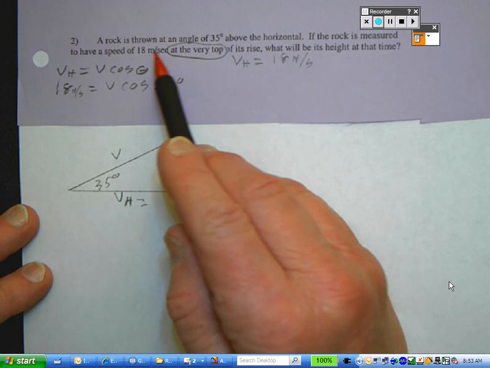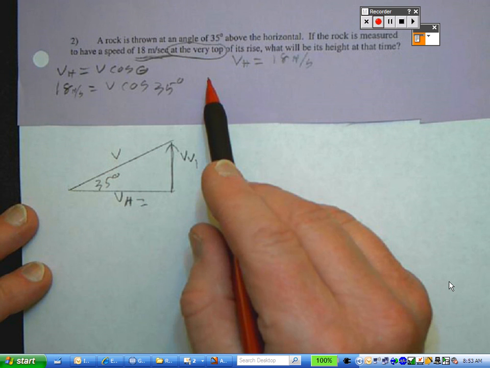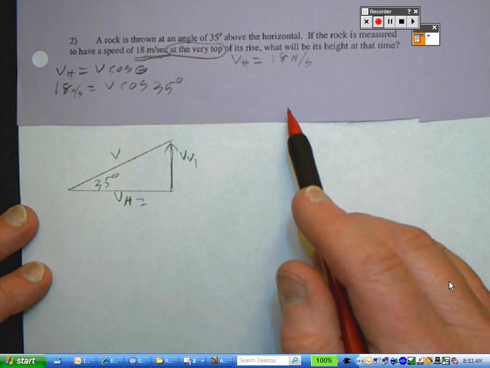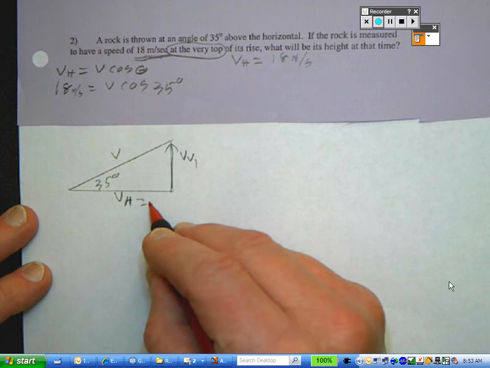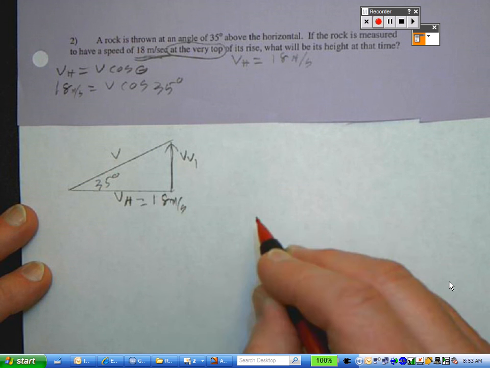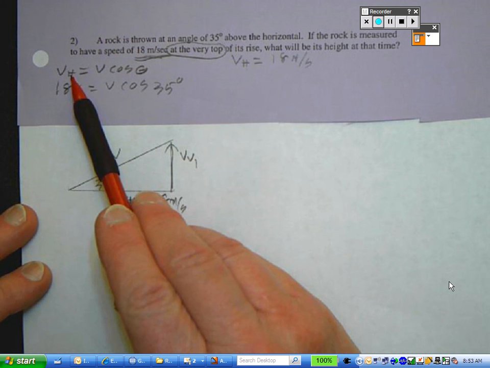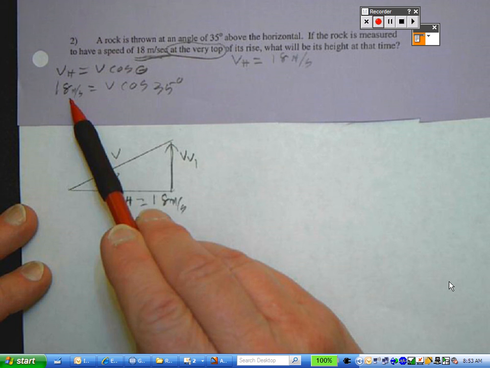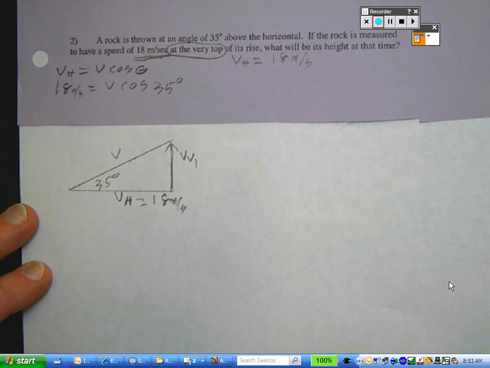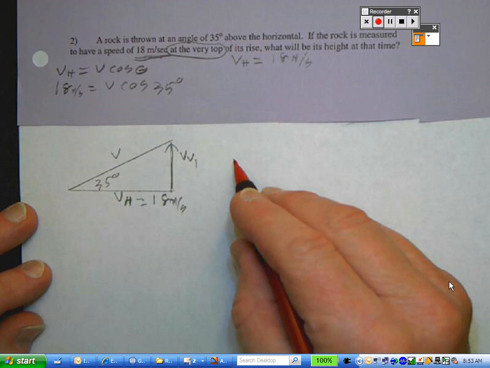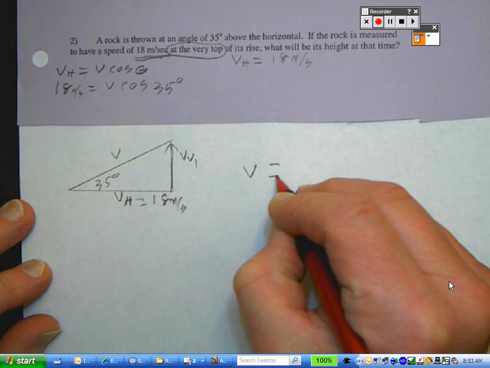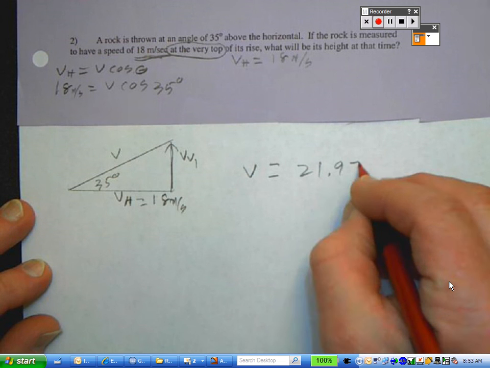the velocity is 18 meters per second. Well, 18 meters per second is the velocity horizontally. It has no velocity vertically at the top. So basically, we are telling you that v sub h the whole time is 18 meters per second. And then we could use the formula v sub h equals v cosine theta, that is 18 meters per second equals v cosine 35, to help us get the starting velocity. So that means then that v, the velocity it starts with, is 21.97 meters per second.